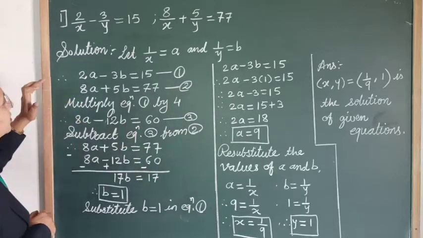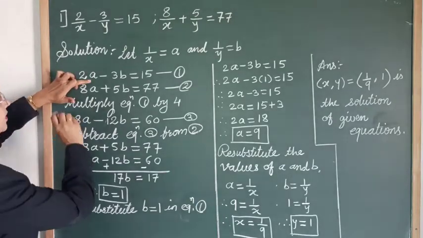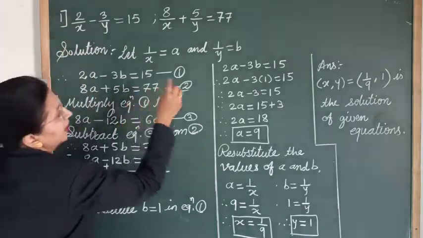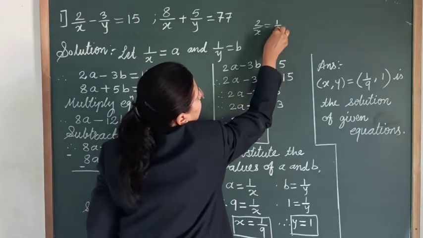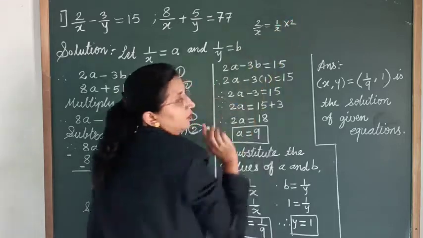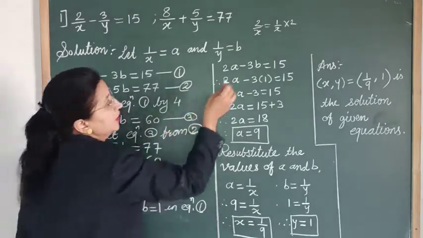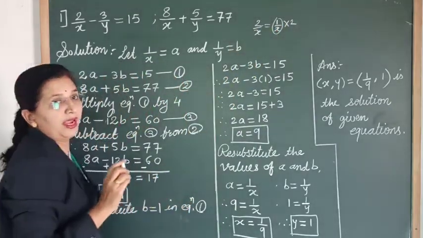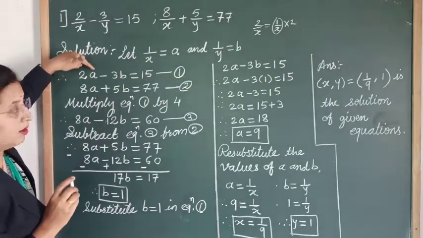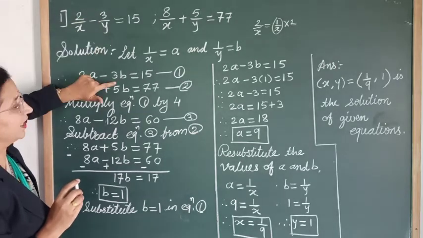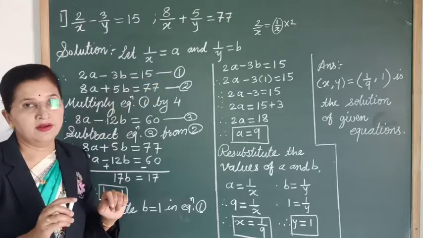So let's see. 2 upon x, how can we write that? 2 upon x is nothing but 1 upon x into 2. So here what we have done, this 1 upon x we consider as a. So we get 2a, minus 3 upon y, that is 3b, is equal to 15. Let's give it as equation number 1.